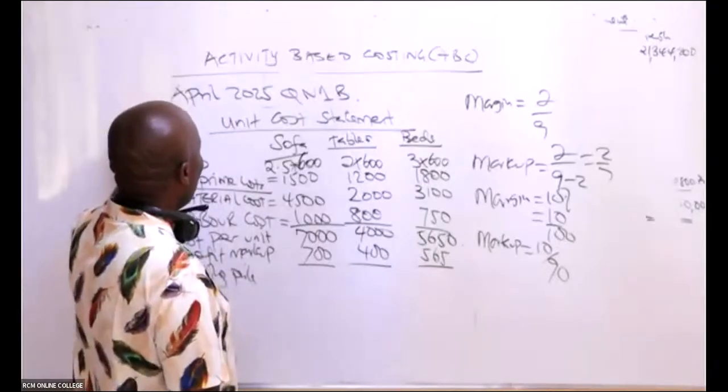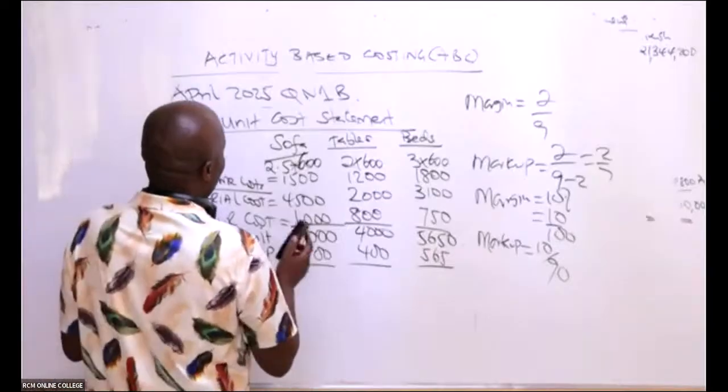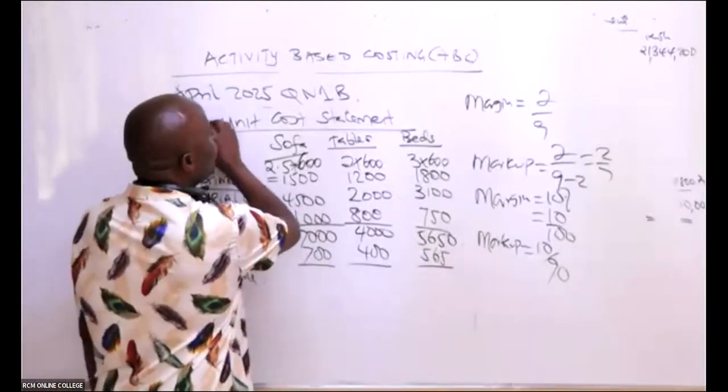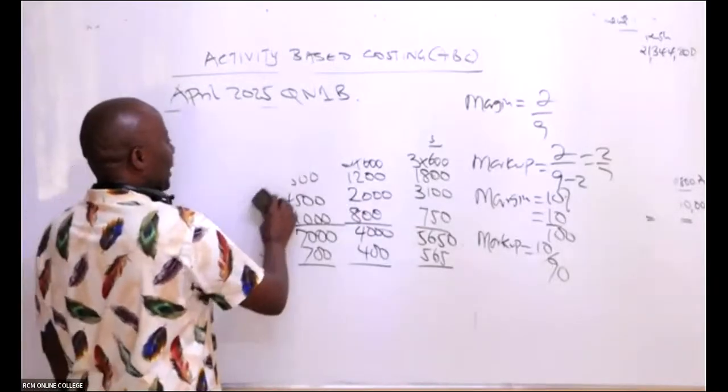So we have finished doing Roman 1, which wanted us to use the traditional method. Now we want to use the modern method, which is the easiest method, really. The very easiest method.